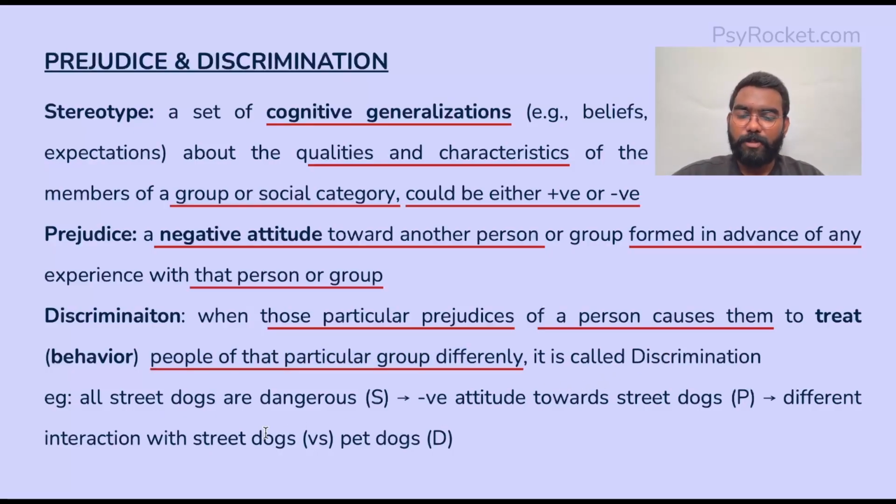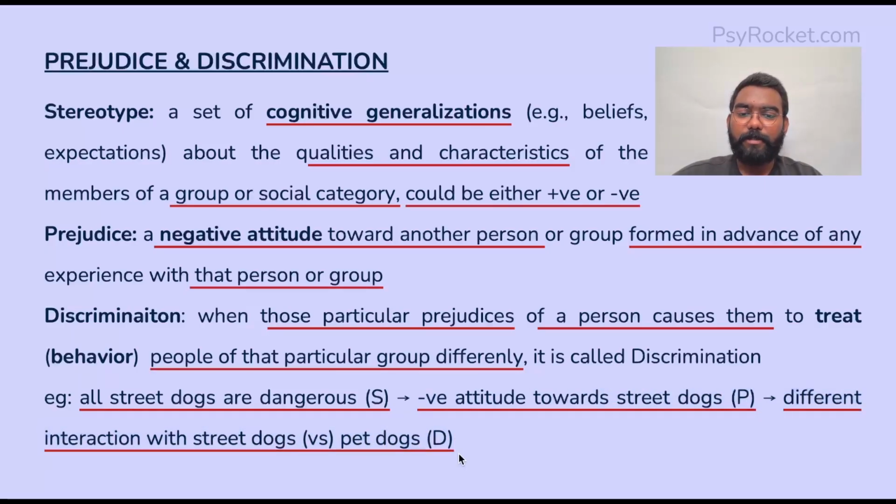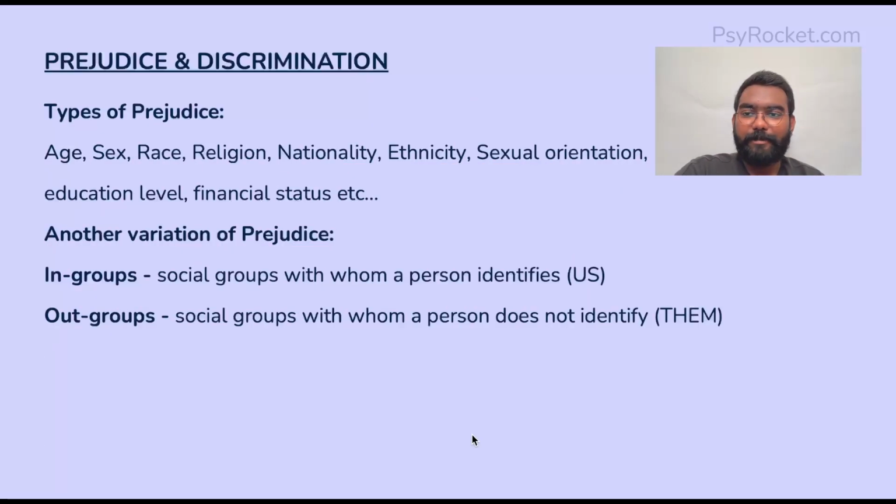For example, I am using dogs here to stay neutral, I am not using any humans. Let us say all street dogs are dangerous. You formed the stereotype. This is nothing but a cognitive generalization. Then what will you do? Obviously you will form a negative attitude toward street dogs, which is nothing but a prejudice. Then you have different interactions with street dogs versus pet dogs. You are interacting with street dogs differently and with pet dogs differently. That is nothing but discrimination.